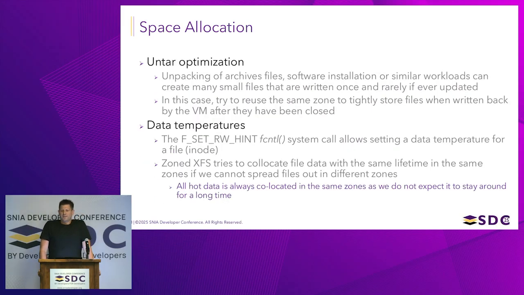So by default, we try to allocate an open file to a zone. And that works fine if you're something like a distributed file system that just has very few files open. It doesn't work very well if you have workloads where you have tons of small files open. Now, one interesting thing with tons of small files is there's actually workloads with tons of small files where you do want to pack them together, and this is what Linux termed the untar optimization.